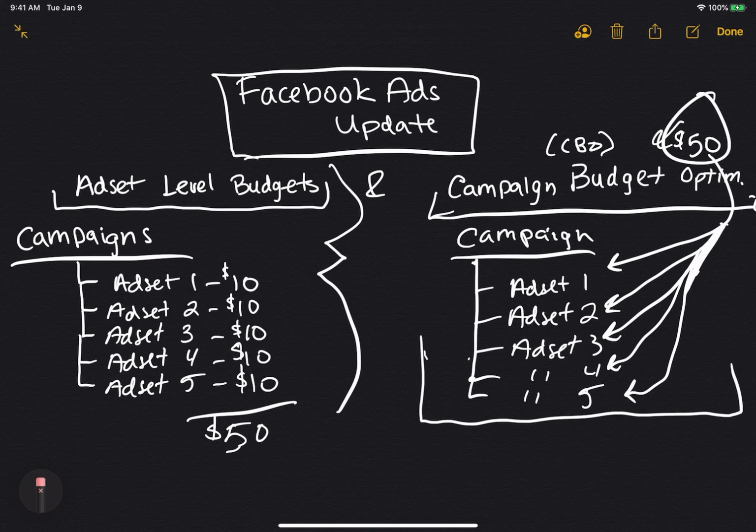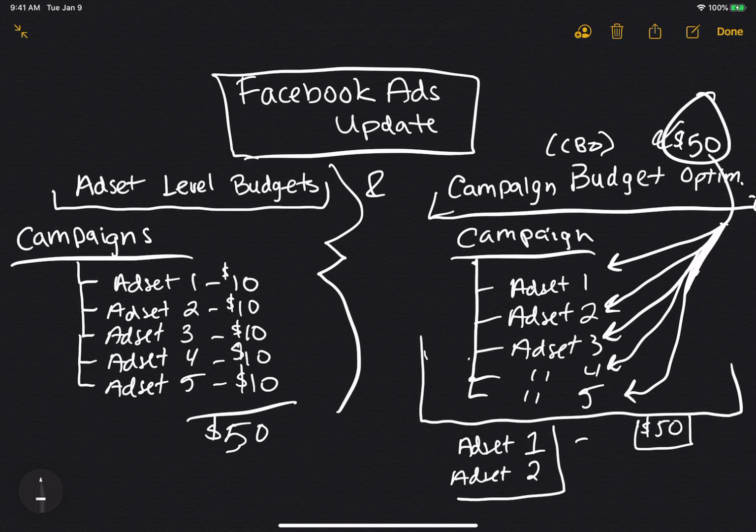So what you can do is set minimum spends. You create a CBO, and for ad set one, you can set a minimum spend for the day. If you have a $50 budget overall, and I'm just going to go ahead with two ad sets so I don't have to write it all out, you can set a minimum spend of $25 here, and a minimum spend of $25 for the second one.